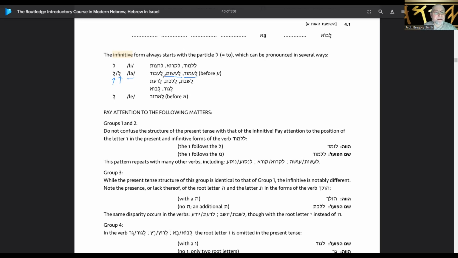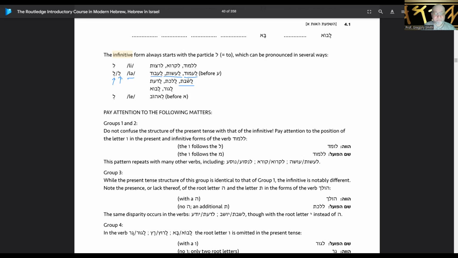Then we have la'avod. That means to pass, לעבור. Oh, we got to put a dalet in there. Hold on, that's wrong. Try this: to work, that's right. לעבוד, la'avod, to work. You still hear the ah sound in there.